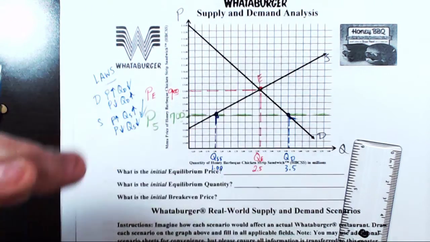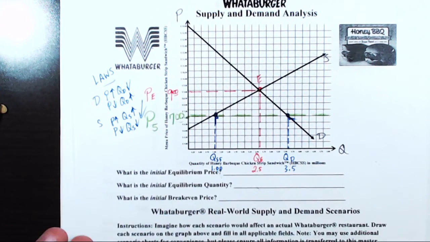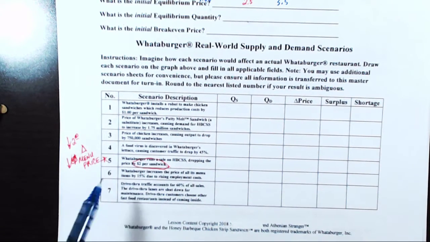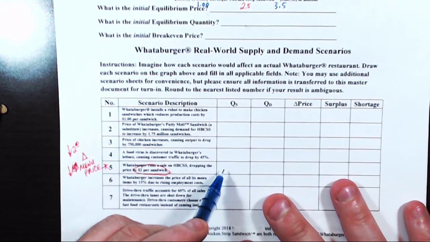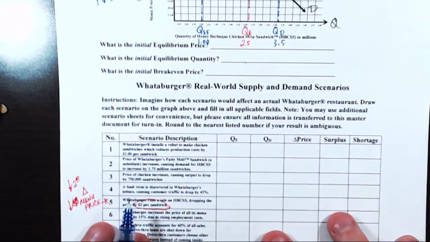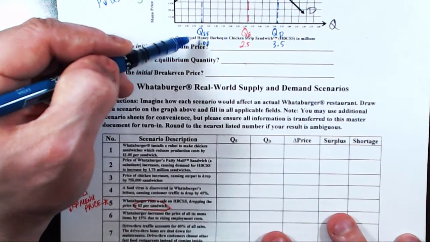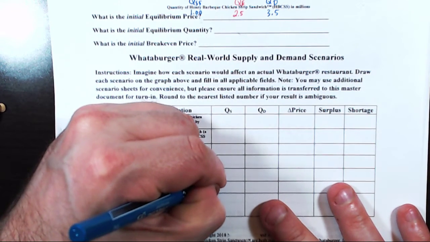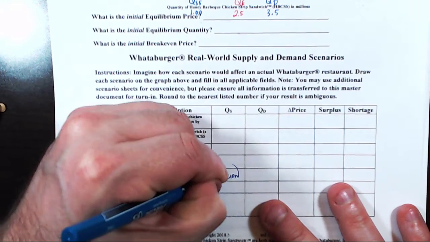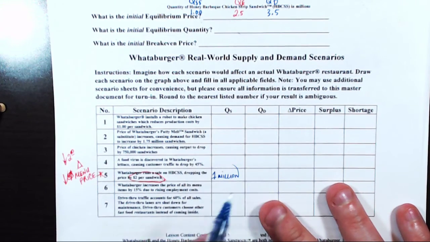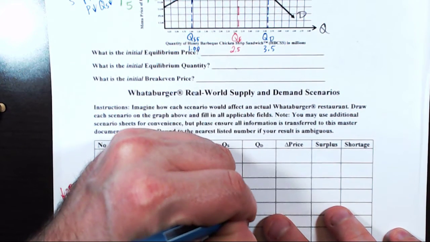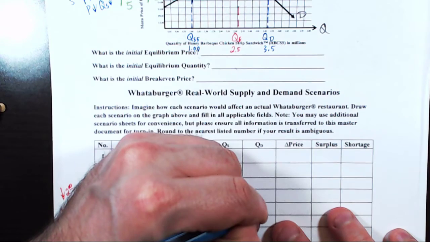Whataburger to do this. So now that we've drawn in our points, let's go to our line item 5 and see what's going on. Do we have a new quantity supplied? Yes, we do. It's 1 million sandwiches. So we've got here 1 million sandwiches. Do we have a new quantity demanded? Yes, we do. So this one is 3.5 million sandwiches.